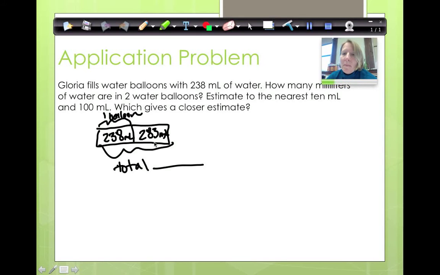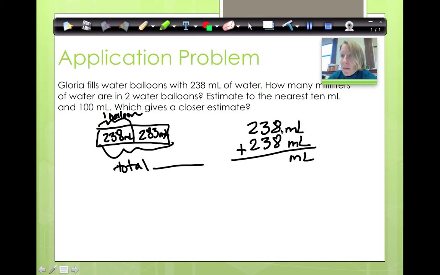Okay, pause your video and first figure out exactly how much it's going to be. Okay, when you try to figure out how much it's going to be, I think you're probably going to add. What do you think? So, 238 milliliters plus 238 milliliters. Well, we can bring down our label so we don't forget to label.